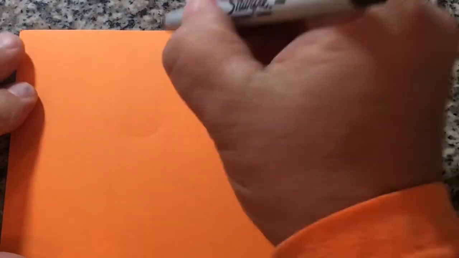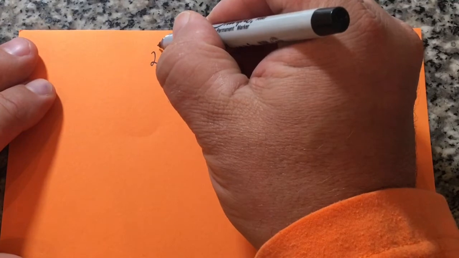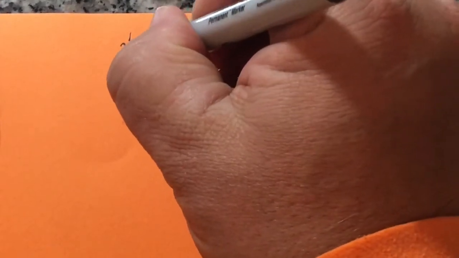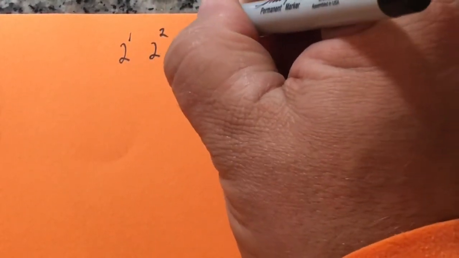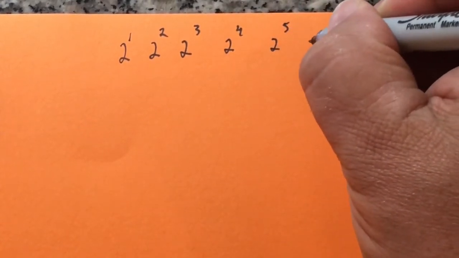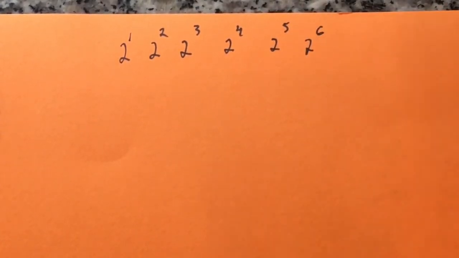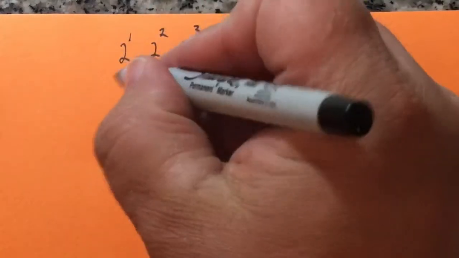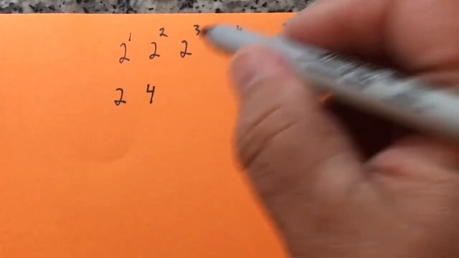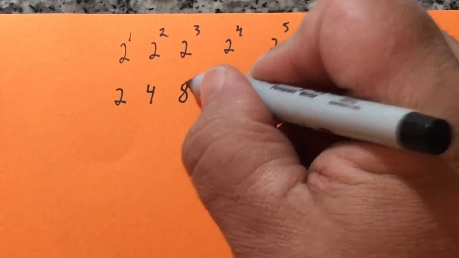All right, for today's lesson, what we're going to want to do is set up some tables. Values of powers of 2. So if I have 2 to the first, 2 to the second, 2 to the third, 2 to the fourth, 2 to the fifth, 2 to the sixth. I really don't need to go that far. 2 to the first, I think we all know is 2. 2 squared is 4. 2 cubed, we've done that quite often, is 8.